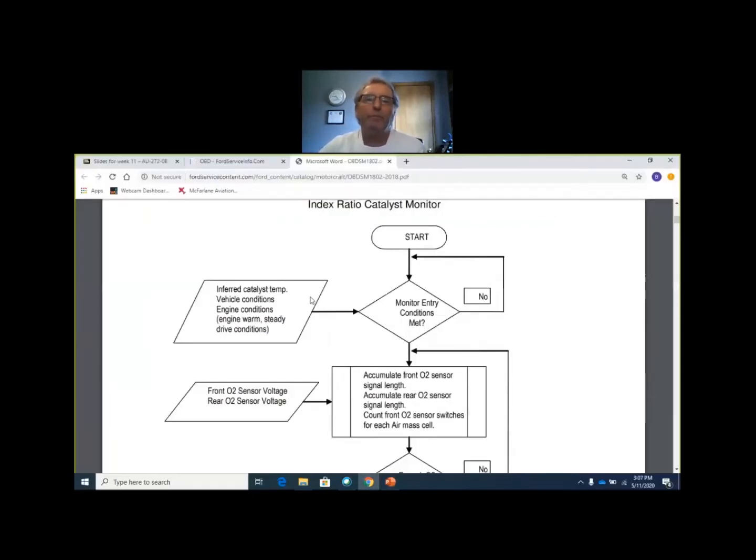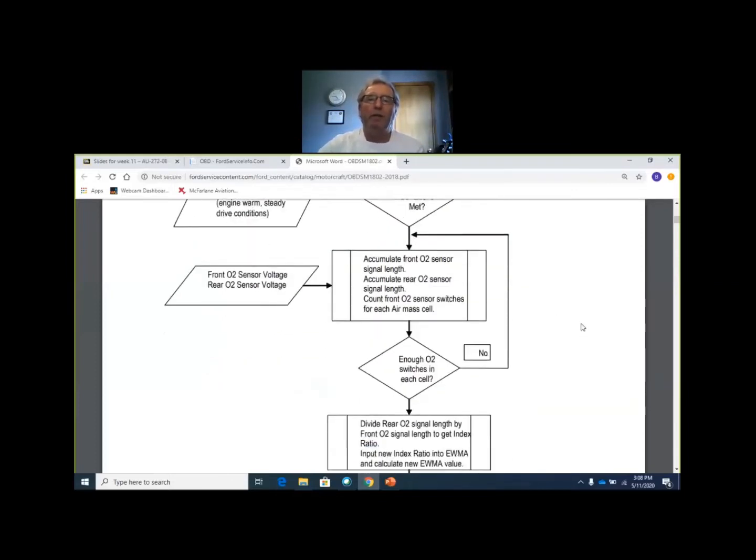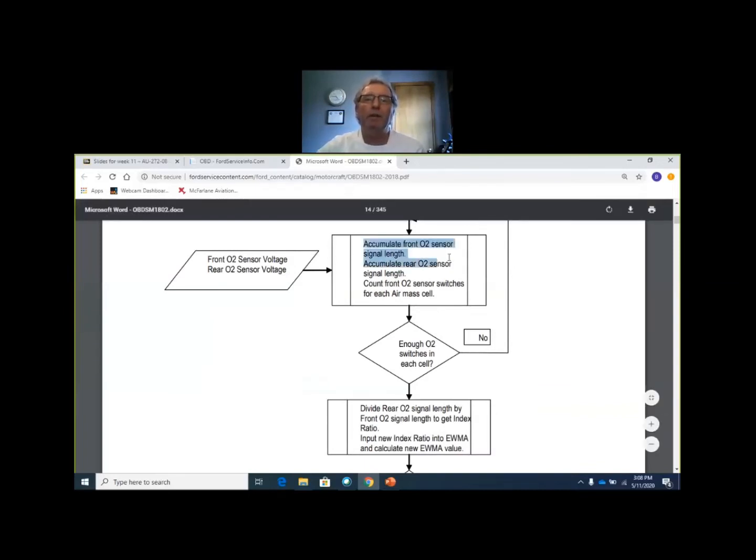they wanted different conditions for different monitors to run. So if our entry conditions have been met, and there's actually a complete list of these I'll show you in a bit. The amount of information available is huge, so I just can't sit here and read you a story. I'm just trying to lead you to water and show you where this stuff is, and try to hit the most important stuff. So if the monitor entry conditions have been met, then okay, we're going to accumulate the signal length of the front and rear sensors, count the sensor switches for each air mass cell, right?